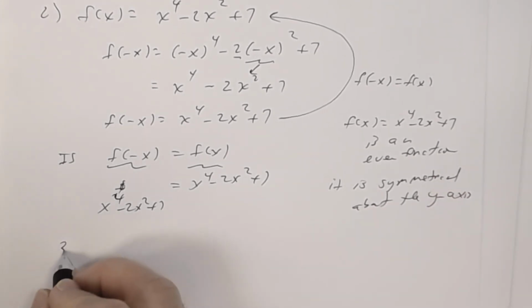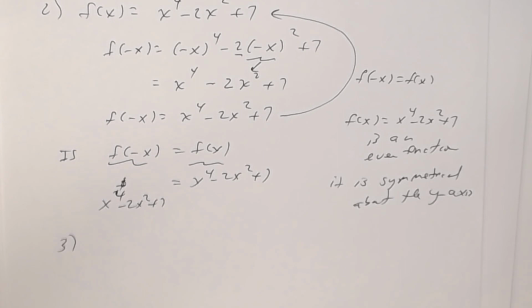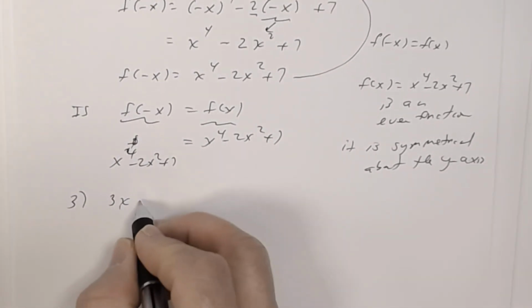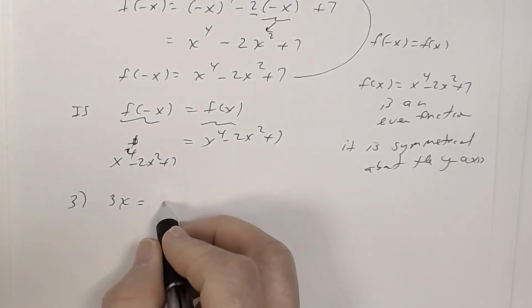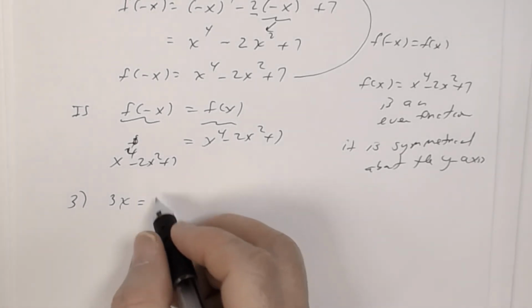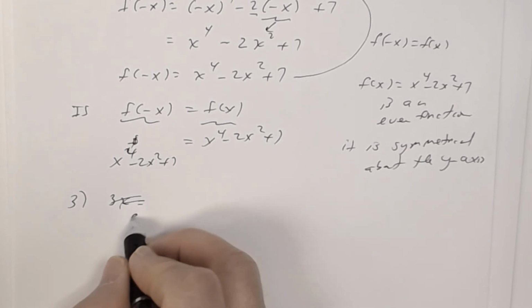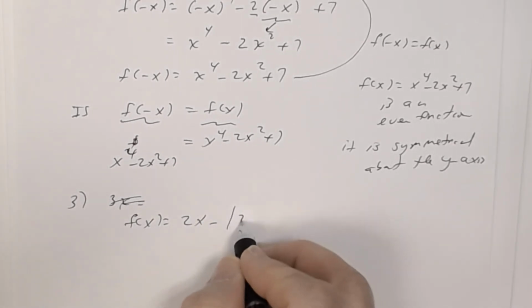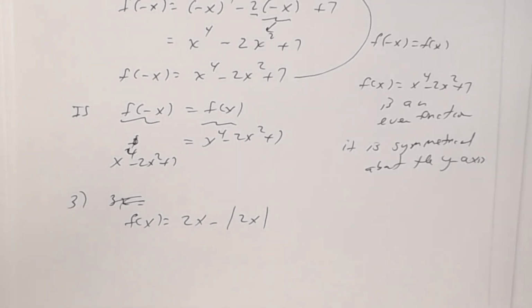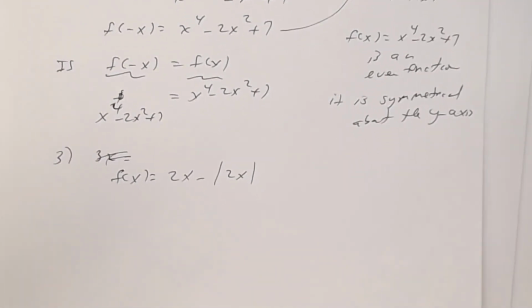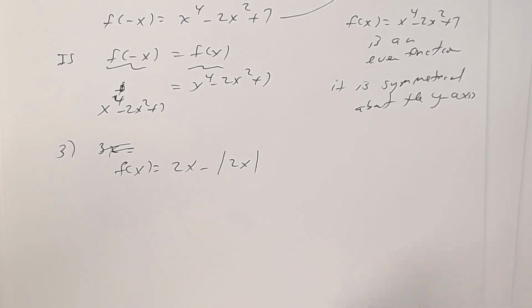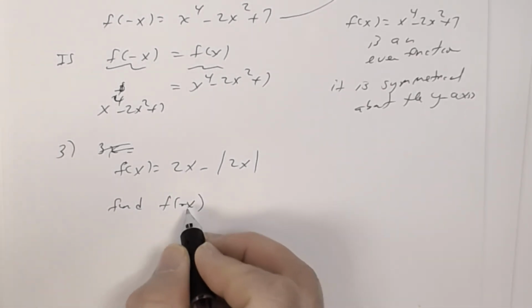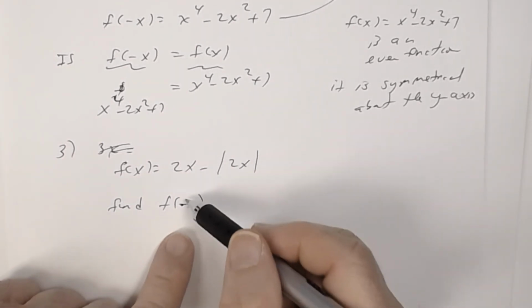Okay, all right, let's do number 3. So number 3, let's suppose we had this. F of x equals, let's say, 2x minus the absolute value of 2x. 2x minus the absolute value of 2x. Okay? So again, we're going to find f of negative x. So where we see the variable x, I'm going to substitute negative x.